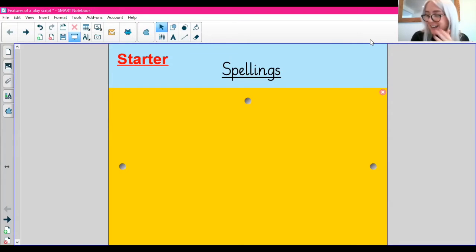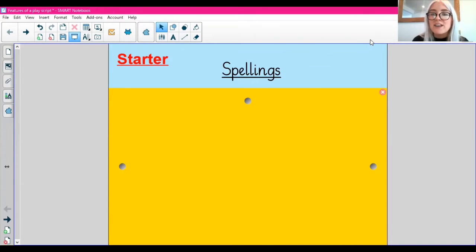Word number 3 is answer. Answer. When the phone rings, I answer it. Spelling number 4 is minute. Minute. How many seconds are there in a minute?